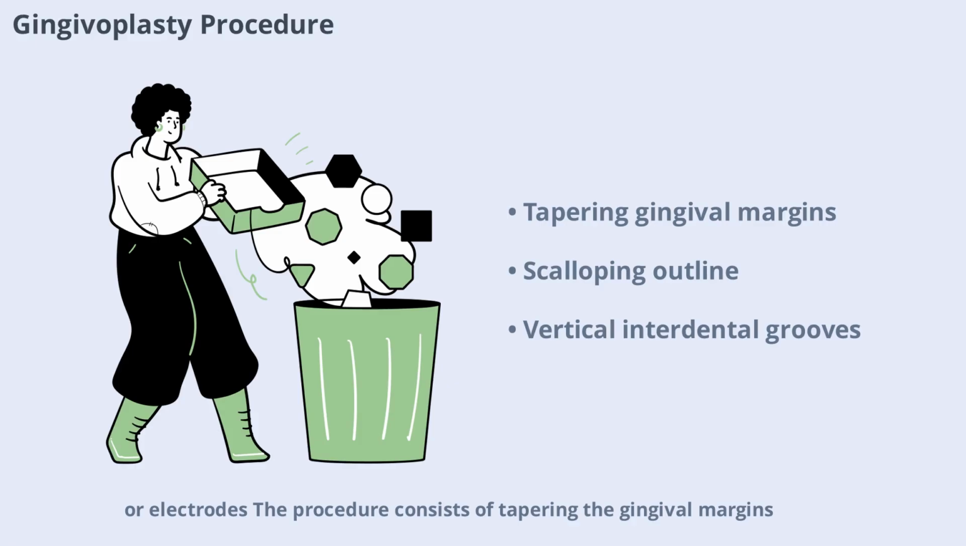The procedure consists of tapering the gingival margins, scalloping the marginal outline, thinning the attached gingiva, and creating vertical interdental grooves. Shaping the interdental papillae provides sluiceways for the passage of food, improving both function and aesthetics. Gingivoplasty is indicated for thickened margins, clefts, craters, irregular outlines, and saucer-shaped defects.